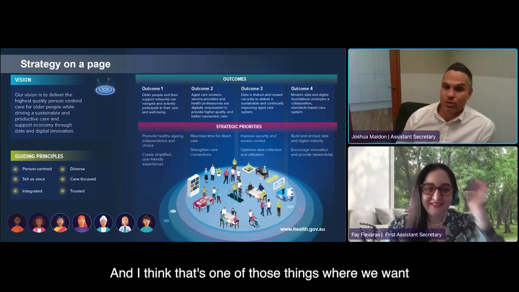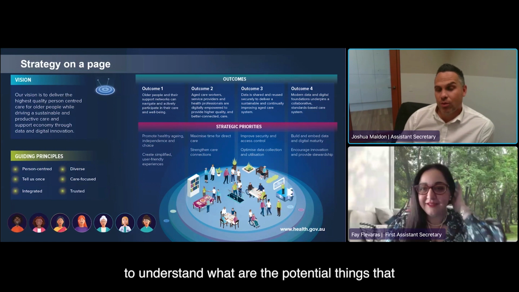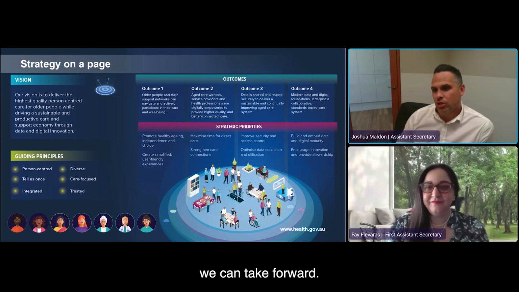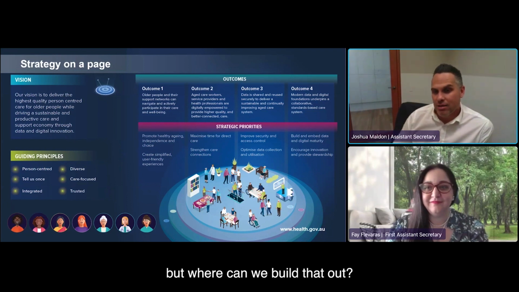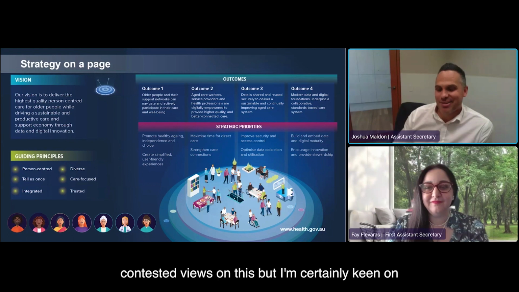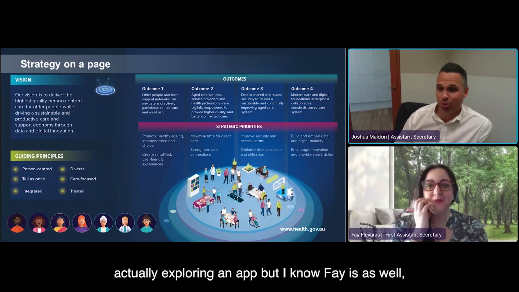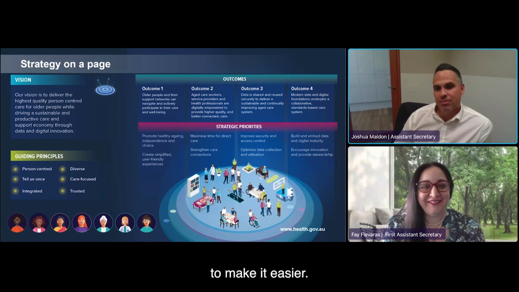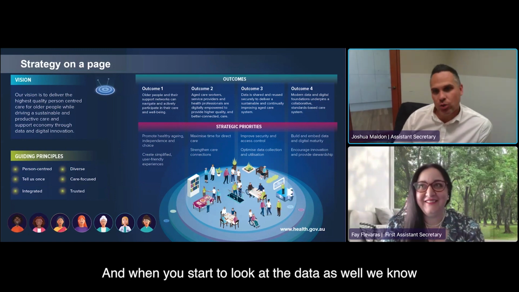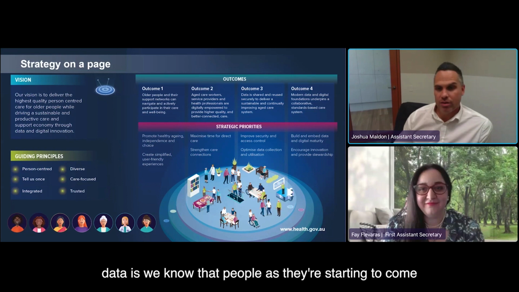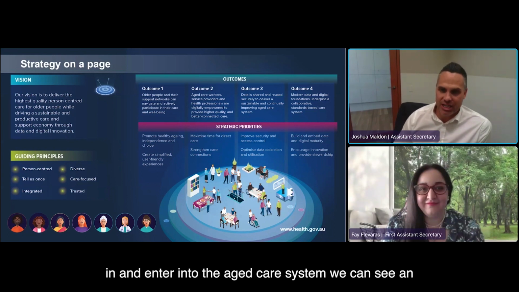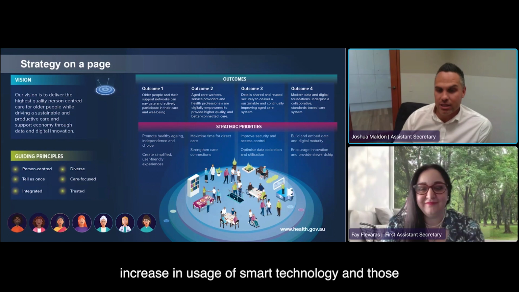Yeah, look, absolutely, and I think that's one of those things where we want to understand what the potential are, things that we can take forward. So there's already a degree of online self-service, but where can we build that out? I've heard from different people, and I've heard contested views on this, but I'm certainly keen on actually exploring an app, and I know Faye is as well. To make it easier. And when you start to look at the data as well, we know there's a digital divide. But what we can see in the data is we know that people, as they're starting to come in and enter into the aged care system, we can see an increase in the usage of smart technology and those sorts of things.